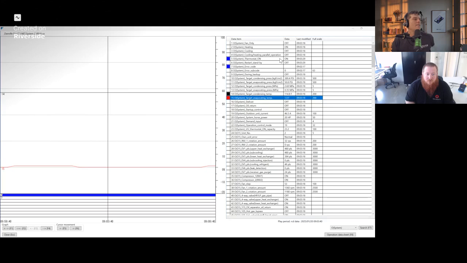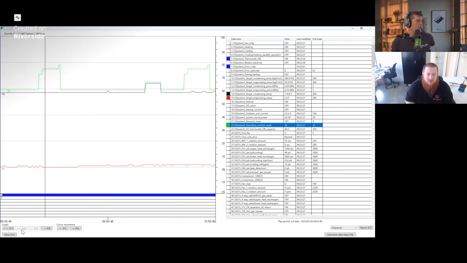Okay, so Donald has his way of doing data, and I do mine a little bit different, but kind of close to the same thing. To his point, we could do operation control mode. This is 19. We know that's full fixed heating. As you can see, we kind of dance around here into some defrost area. I should zoom out. What am I doing? Okay, here we go. That looks better.